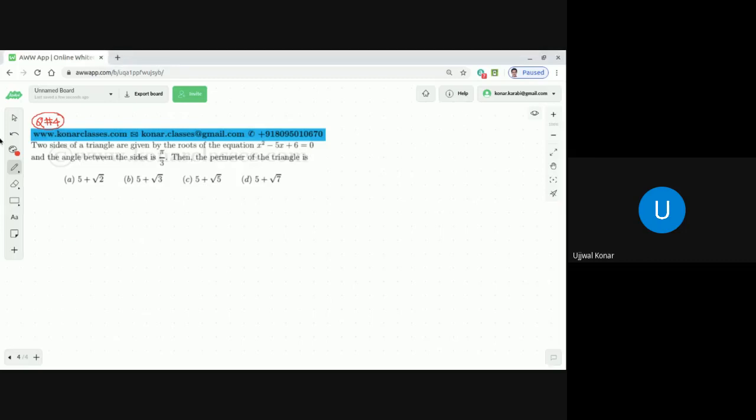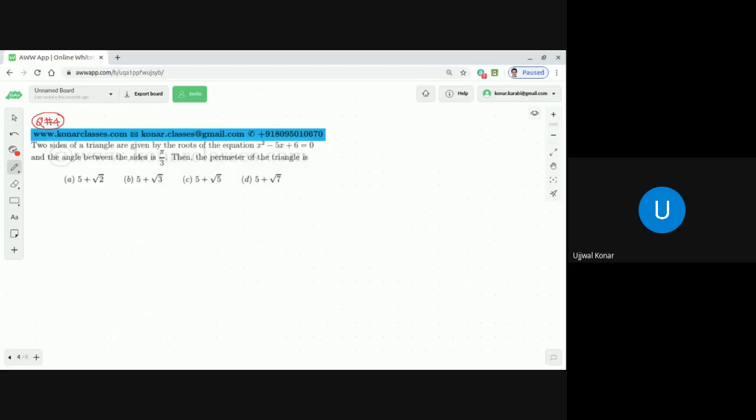So here the question is that the two sides of the triangle under discussion are given by the roots of this equation. That means if you solve this quadratic equation, you get the two roots. And the angle between the sides is pi by 3. Then the perimeter of the triangle is what?